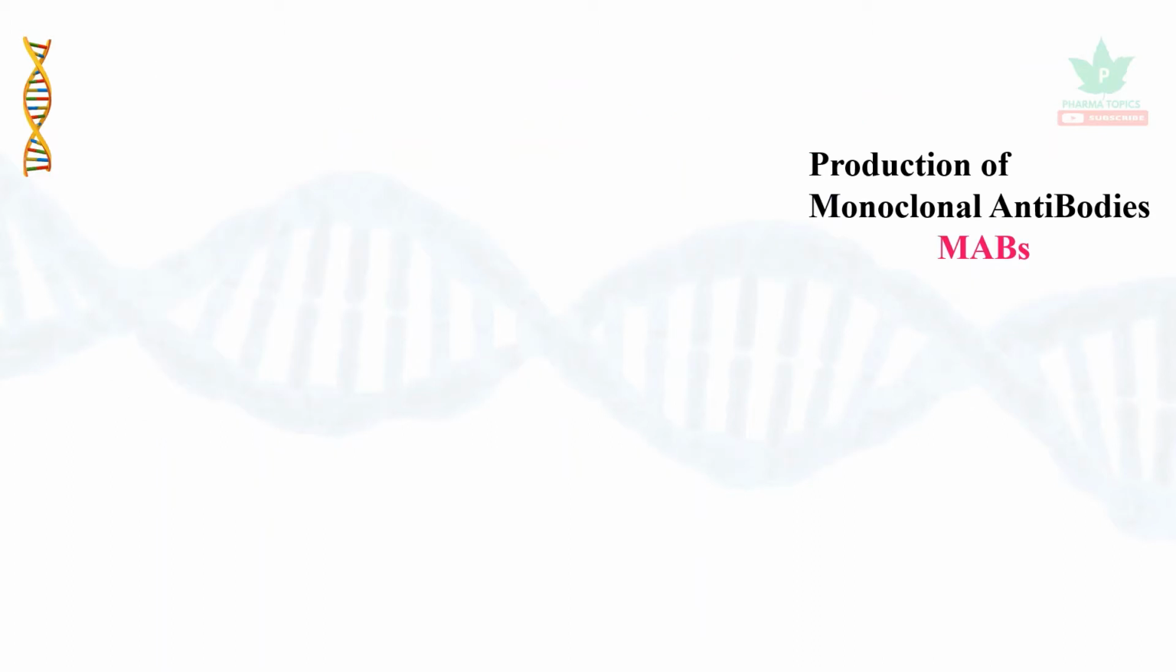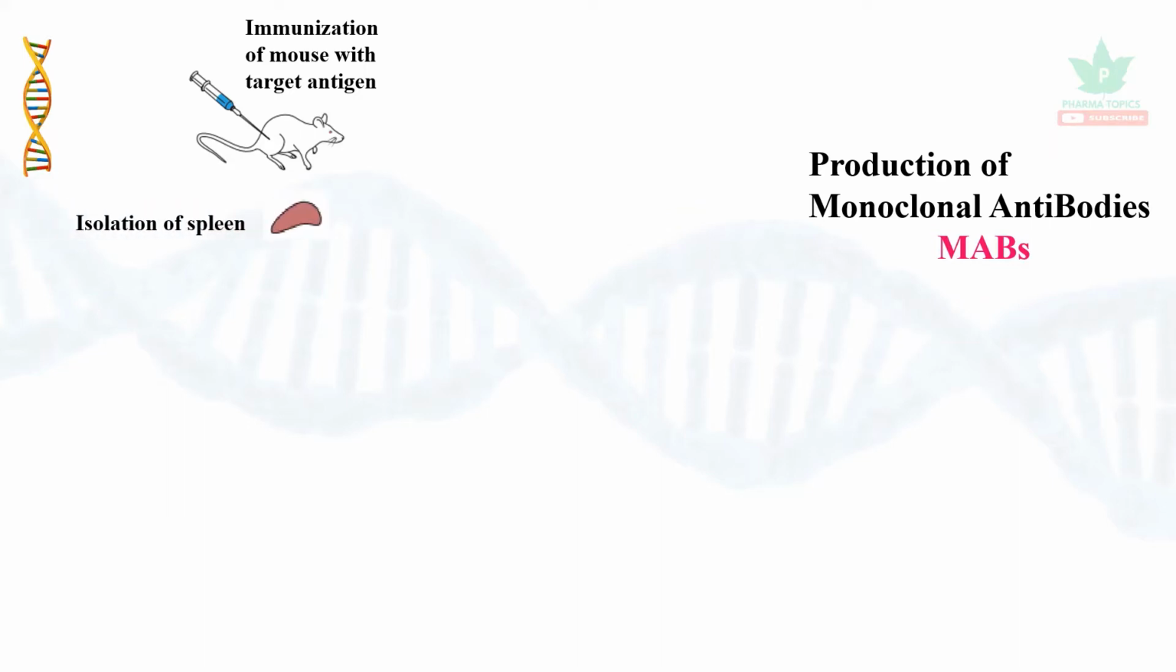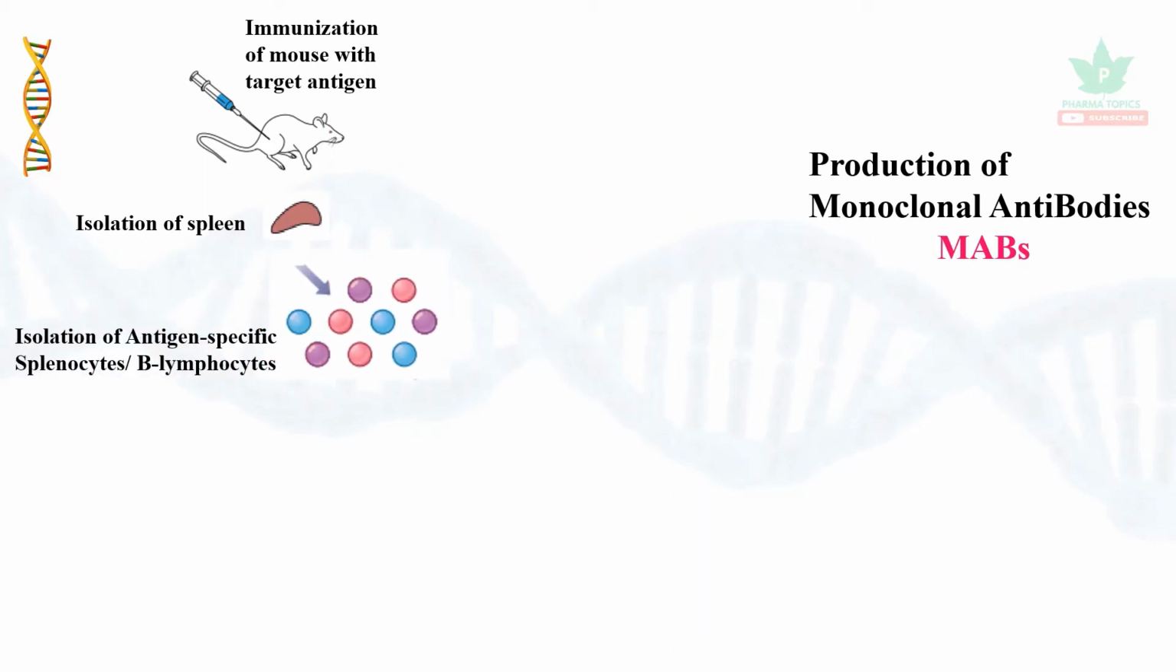Let us see the production of monoclonal antibodies. The antigen of interest is taken into consideration, and the mouse is immunized with the target antigen to produce the specific antibody. Then the spleen is isolated. Then the B lymphocytes or splenocytes which produce the antibodies are separated. Actually, these could not be directly used because B cells survive for less than a week and produce antibodies for a limited period of time.